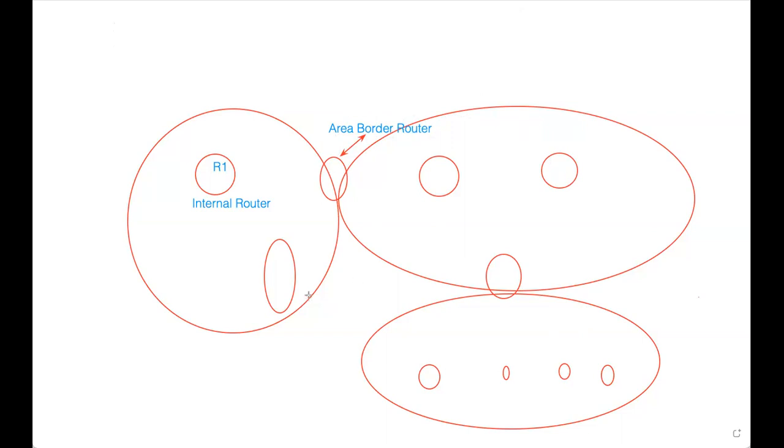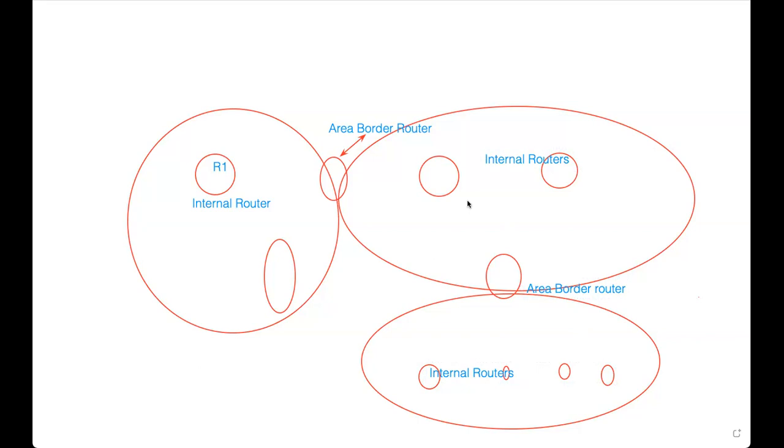And these are internal routers again. And these are internal routers again. And this is an area border router. So an area border router is the router which will be connecting two groups or two areas.